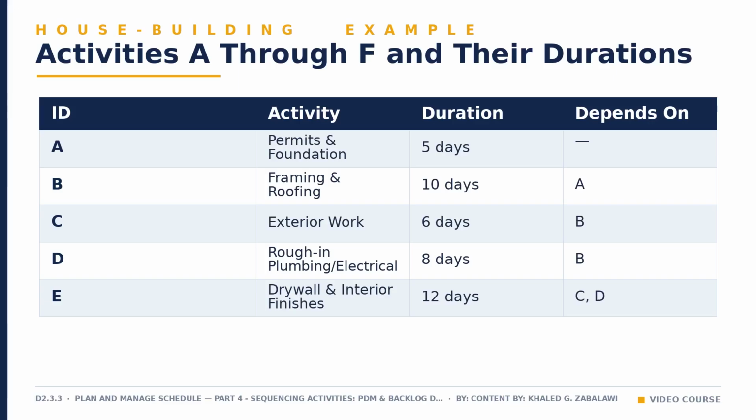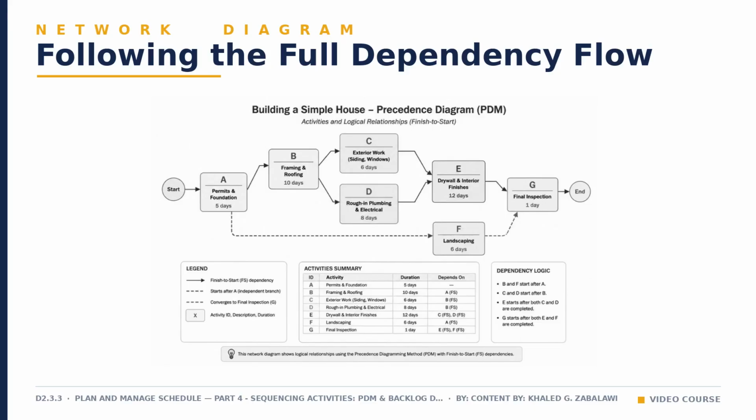Activity E is drywall and interior finishes, taking 12 days. This one depends on both C and D finishing. You cannot close the walls until exterior work and the rough-ins are both done. Activity F is landscaping, taking 6 days. It depends only on A, the foundation, finishing, not on framing or anything after it, so it can proceed on its own timeline. Now look at the complete picture, including the 7th activity, G, final inspection, a single day.